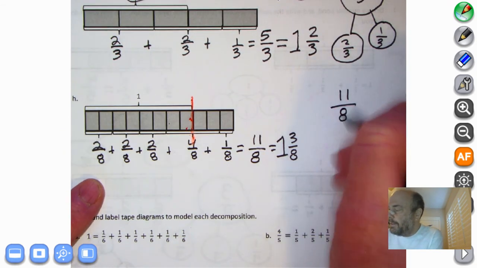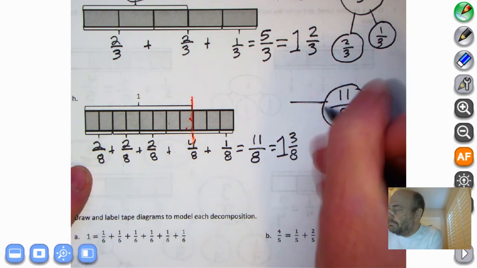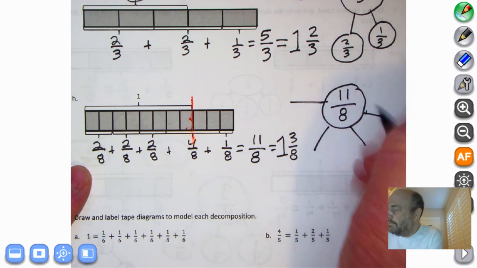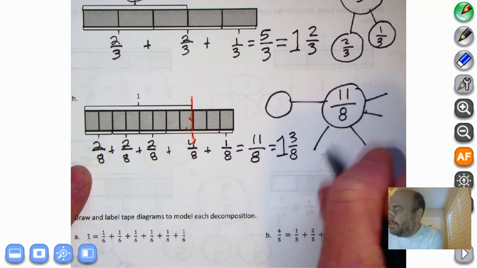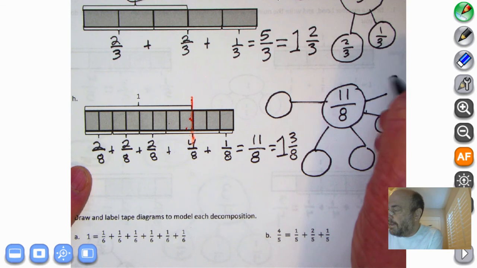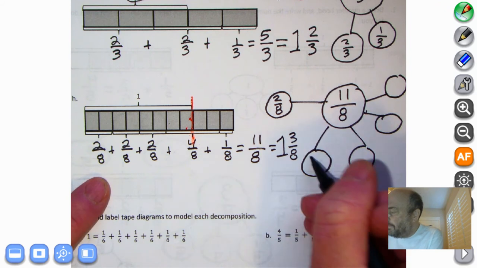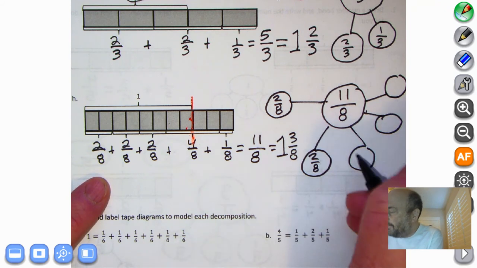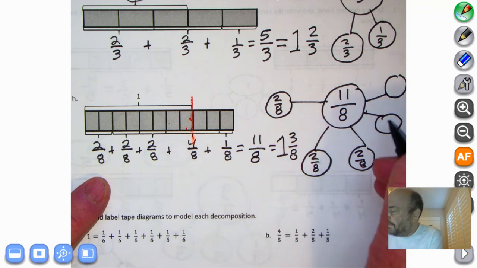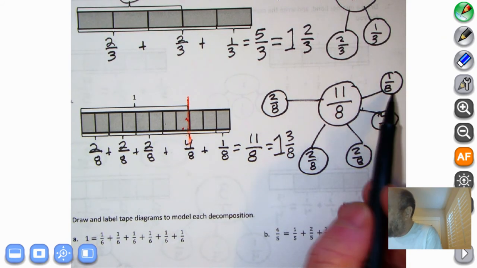For the moment, let's just consider the 11 eighths in a number bond. What do we break it up into? 1, 2, 3, 4, 5 parts. First part was 2 eighths. Second part was 2 eighths. Third part is 2 eighths. Fourth fraction, 4 eighths, and then finally 1/8. So there we have it. 2/8 plus 2/8 plus 2/8 plus 4/8 plus 1/8 equals 11/8.